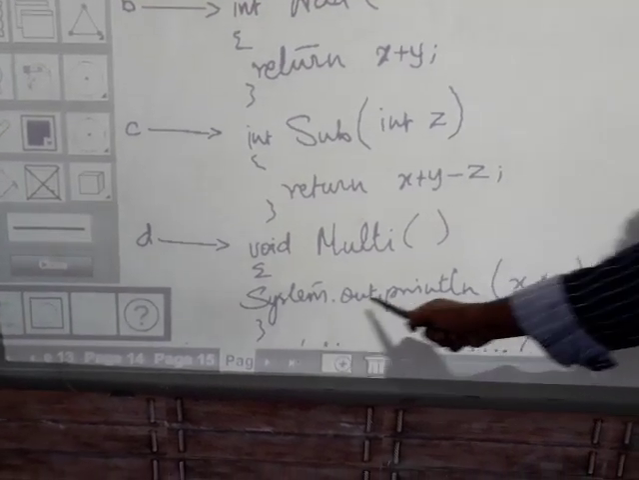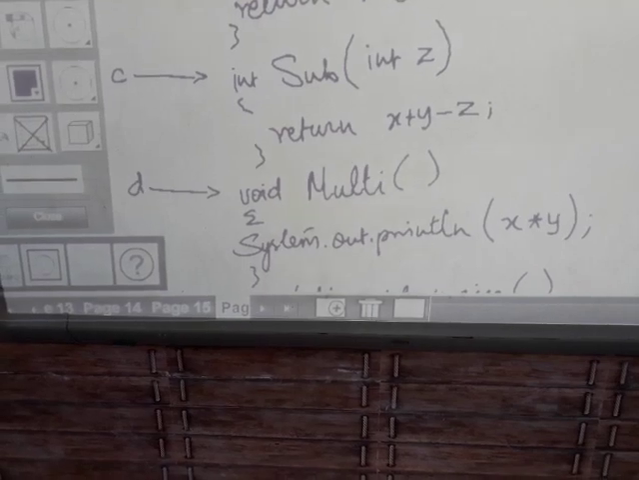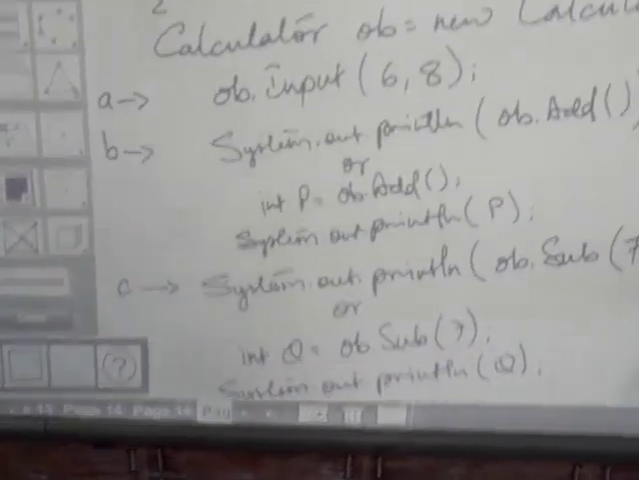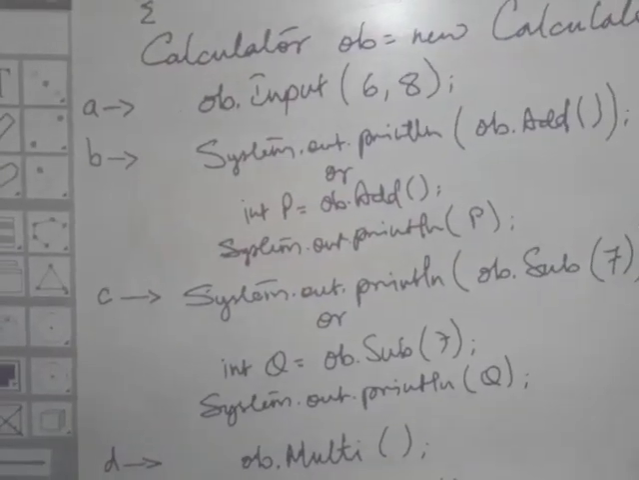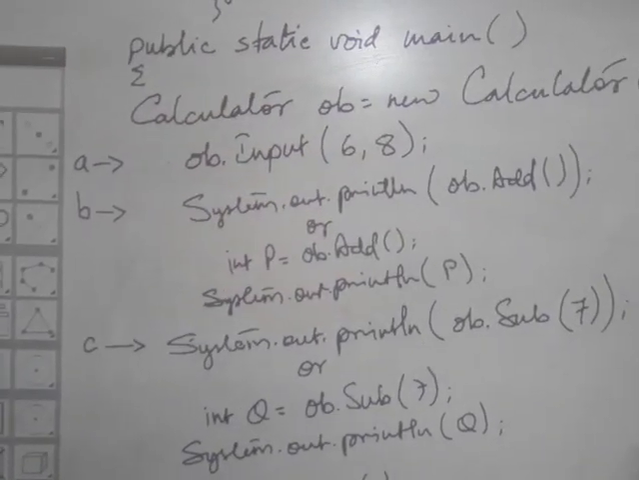Here System.out.println x into y, multi. Now the main issue is with regard to the main method. This is what we have. So in the main method, how are these values written?